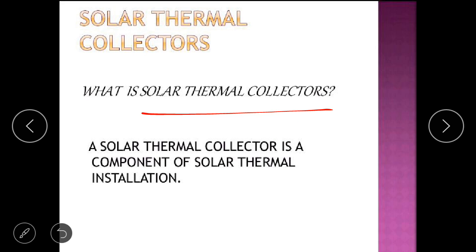What is a solar thermal collector? A solar thermal collector is a component of a thermal installation. Thermal means related to heat. So, what is a solar thermal collector? A solar thermal collector is a component of solar thermal installations.